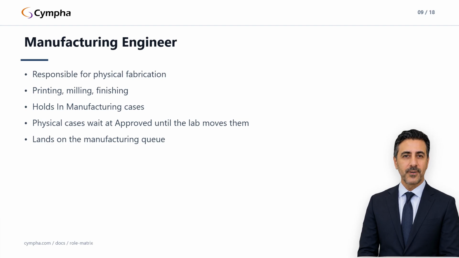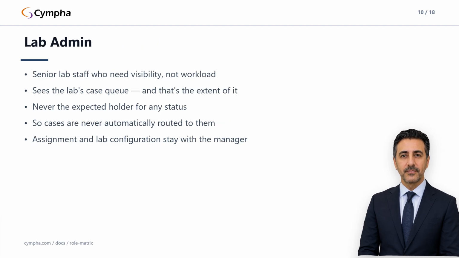A lab admin does not appear as the expected holder for any case status, so cases are never automatically routed to them. Case assignment and lab configuration remain the lab manager's actions. They land on the queue after sign-in, same as the manager, but they're reading it rather than working it. If someone on your team needs to watch everything and be handed nothing, this is precisely their role, and it's the only role that fits that description.